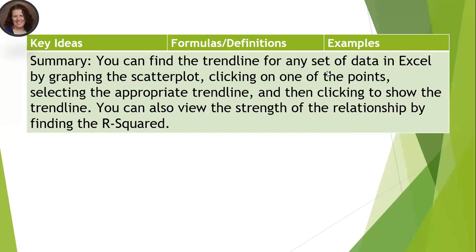So in summary, you can find the trend line for any set of data in Excel by graphing the scatter plot. You want to click on one of the points on that graph and select the appropriate trend line, whether it be exponential or linear or quadratic. Once you've done that, then click the box that allows you to show the trend line. And you can also click to view the strength of the relationship by finding the r-squared.